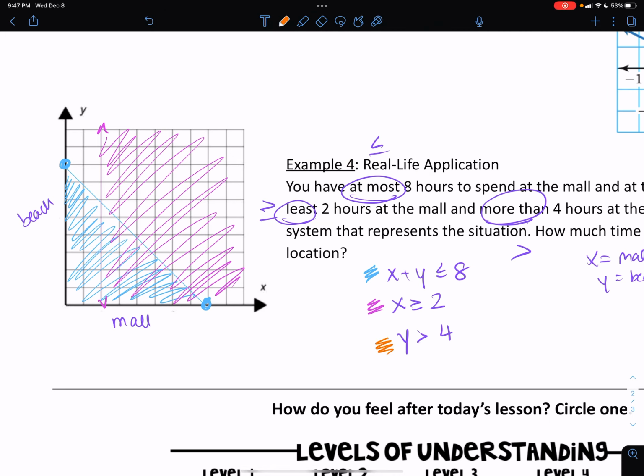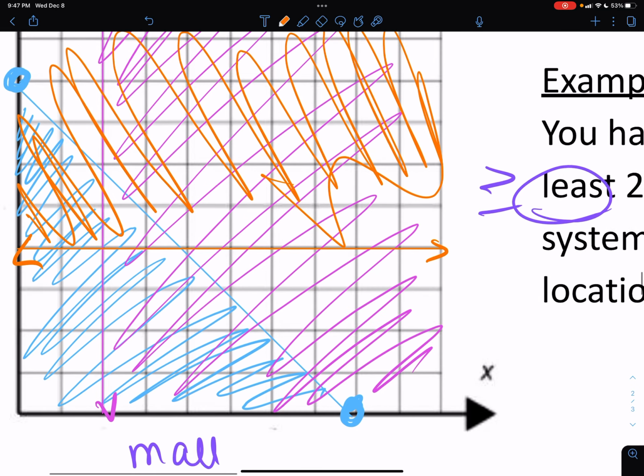And this last one, I'll do it in orange. y is greater than 4. 1, 2, 3, 4. y is greater than 4 is a horizontal line, so it looks like anything above this would work. And now all you have to do is find where all 3 overlap. It looks like all 3 overlap at this little tiny triangle. That's going to be your solution.